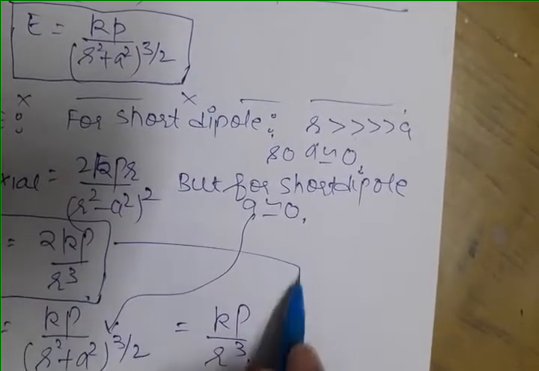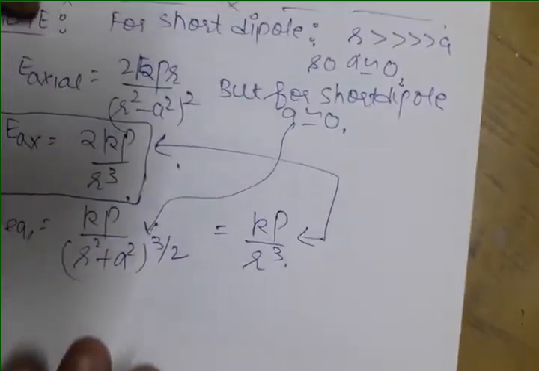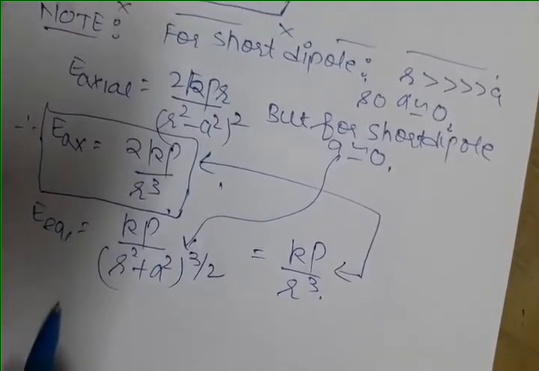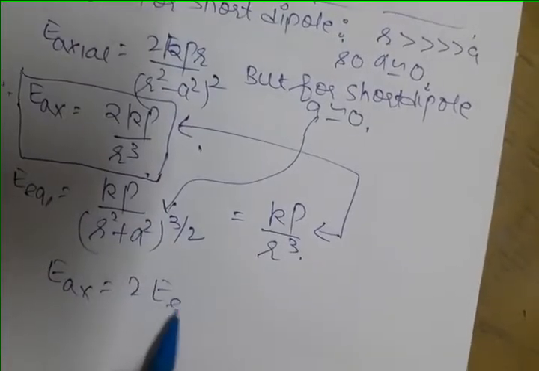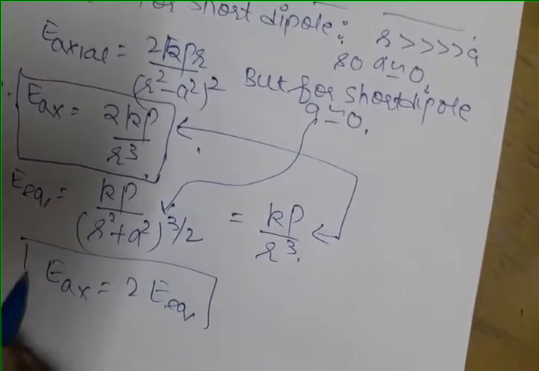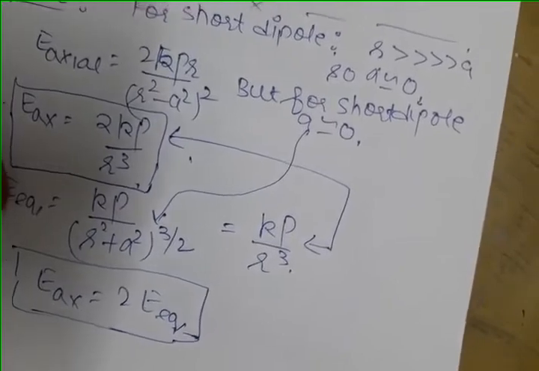And if you compare these two, what do you get? You get E axial is twice E equatorial. This is the case for a short dipole. This might be an MCQ in the board exam. But remember this thing.